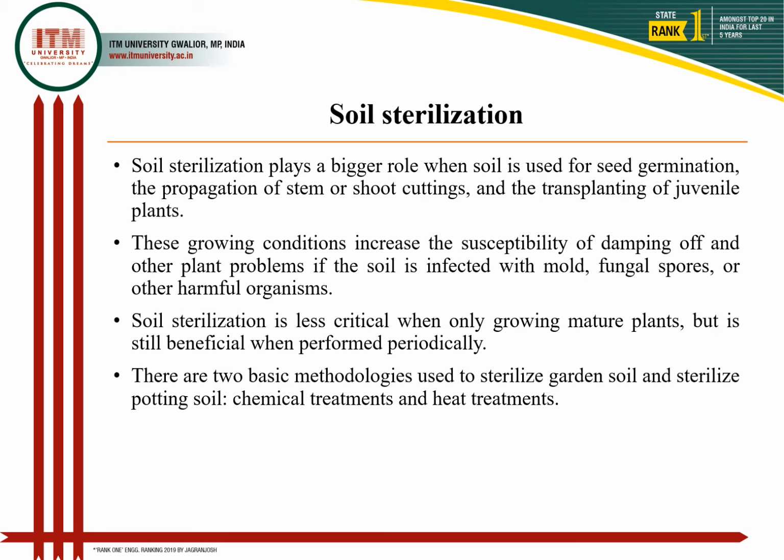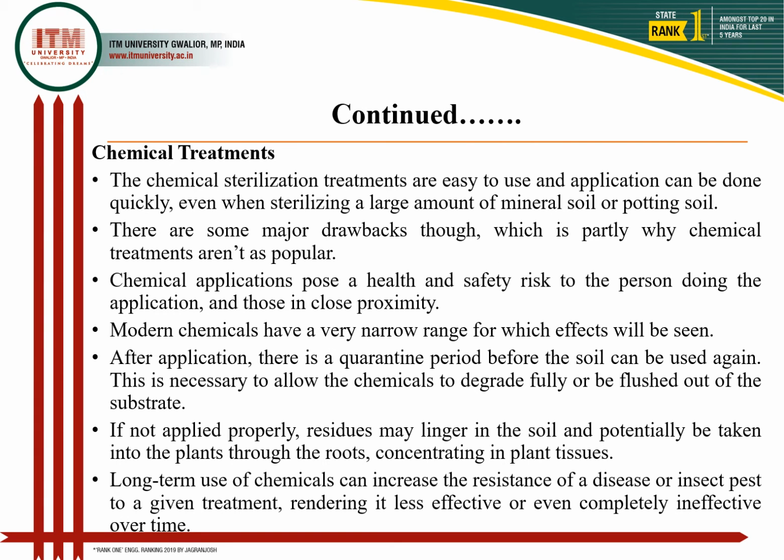One is chemical treatment, while the other is heat. Chemical treatment is possible by application of suitable chemicals like pesticides and fungicides. These are mixed with the soil, or used in the form of drenching of soils. But you should take care that safety and health are an important concern while you are using such kinds of chemicals.